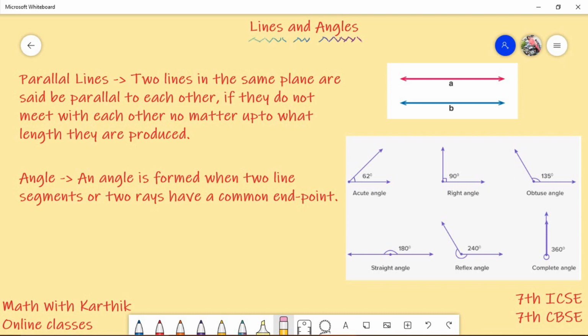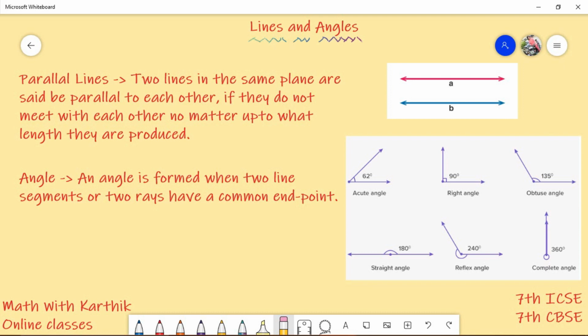Now come back to angles. What do you mean by angle? An angle is formed when two line segments or two rays have a common endpoint. See, this is a common endpoint. These are the two line segments, meeting at a common point. So we call it an angle.